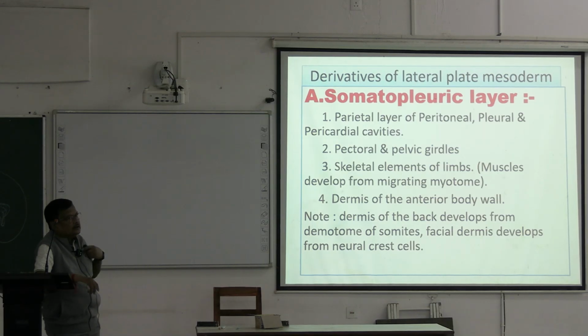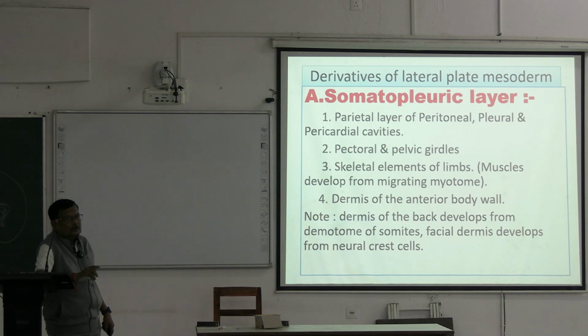Pectoral and pelvic girdles, some bones will develop, but recently we are told the skeletal elements of the limbs develop not from the sclerotome of the paraxial mesoderm, our femur, our humerus.